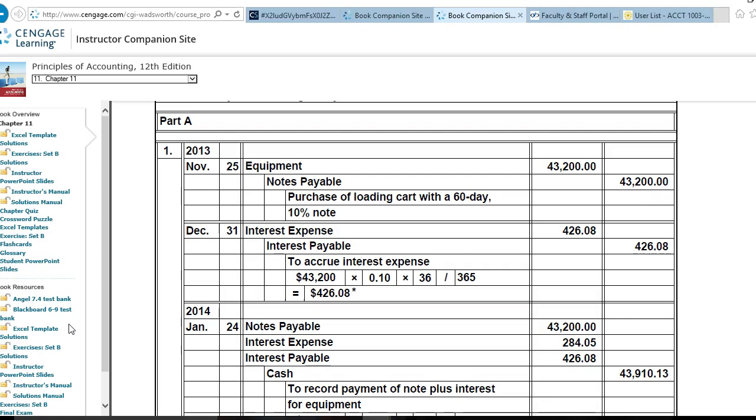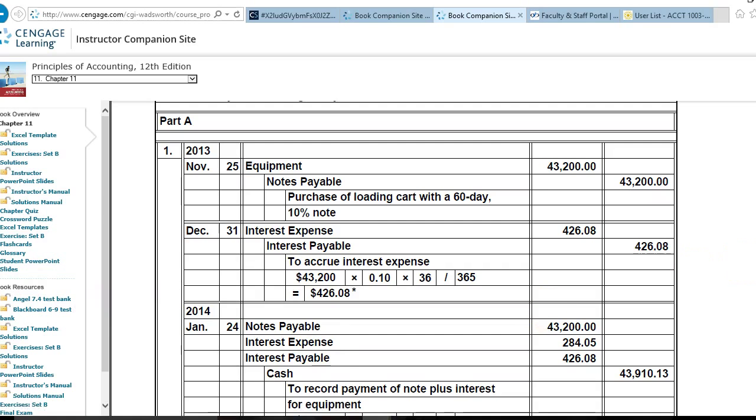Now, if he chose, instead of accruing it, if he chose to pay it, the only thing we'd have done different is debit interest expense, credit cash. Okay? Does that make sense? Any questions?